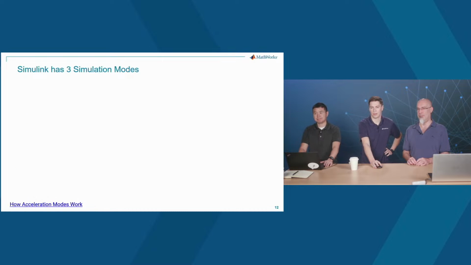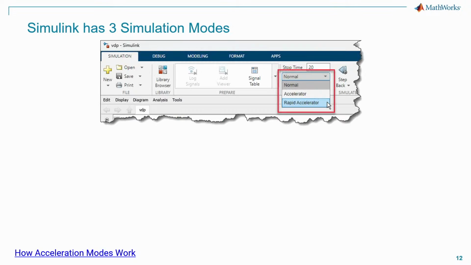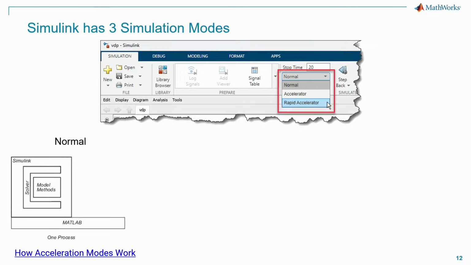Absolutely. So let's take a look at the 3 simulation modes we have in Simulink. I'm sure a lot of people have seen in the Simulink toolstrip, you've got your normal, accelerator, rapid accelerator modes right next to the play button. But what do these actually mean? So let's take a look at normal mode.